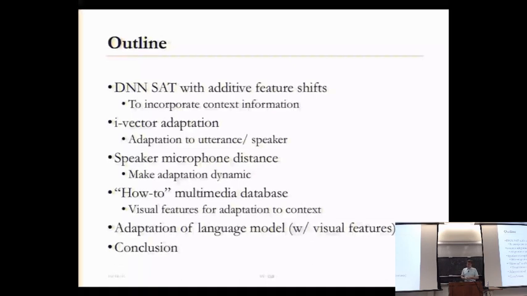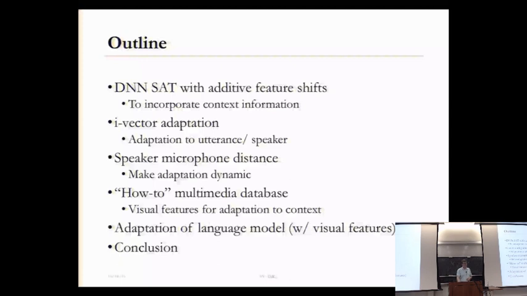I want to start by introducing a method for doing speaker adaptive training for deep neural networks by adding additive feature shifts to the input features, which is the method that we're using or abusing to also not only do i-vector adaptation, but adapt the speech recognizer to the speaker microphone distance in recognition of videos, and that we're then extending to also add those visual features in. So we're using one method to do speaker adaptation using i-vectors, then speaker microphone distance, and then visual features from videos. And at the end, I'll talk about adaptation also of the language model with those same visual features.